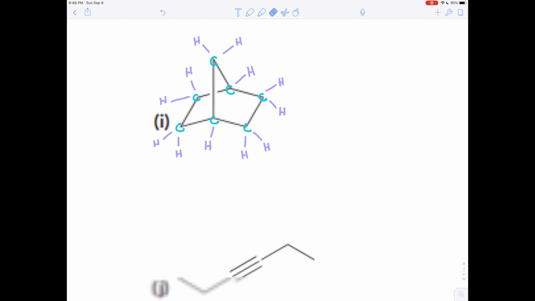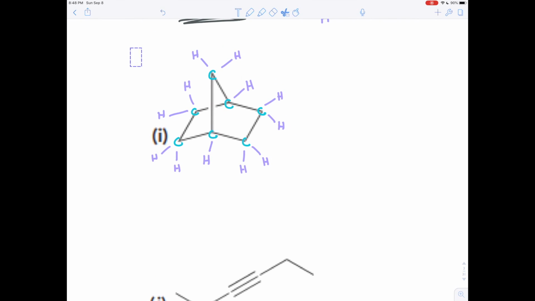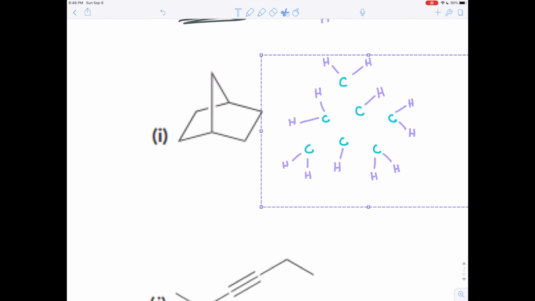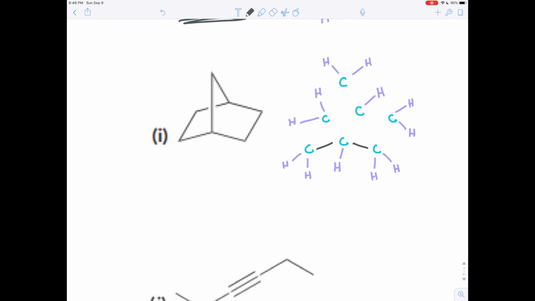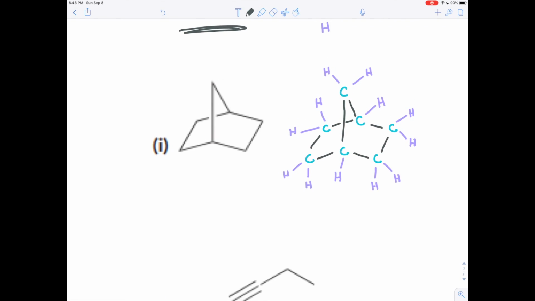Okay, so what you would want to be able to do is look at this molecule on the left and see that molecule on the right. So those are the same thing.